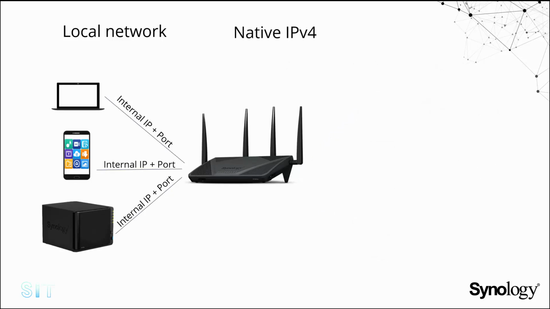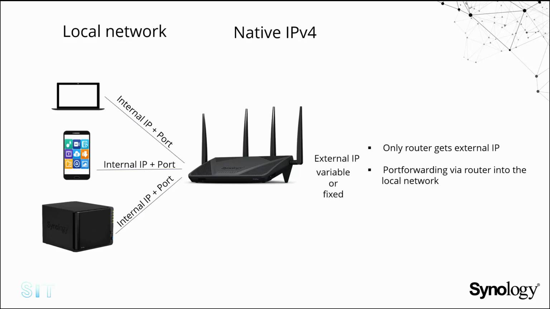The well-known classic is the pure native IPv4 connection. Here our router receives an external IPv4 address of the internet provider through which we communicate or exchange data with the internet behind the router. This means that devices and services from outside cannot simply access the company network. This is only possible via port forwarding on the router, which must be configured, and here we distinguish between two variants. First, the variable IPv4.